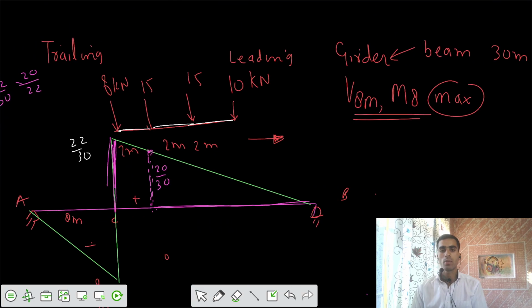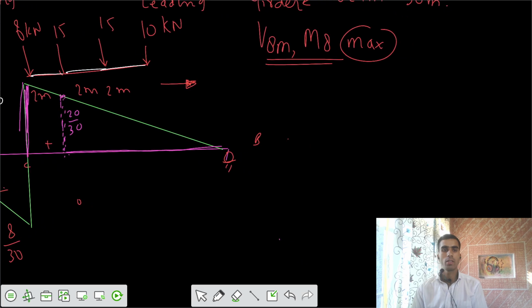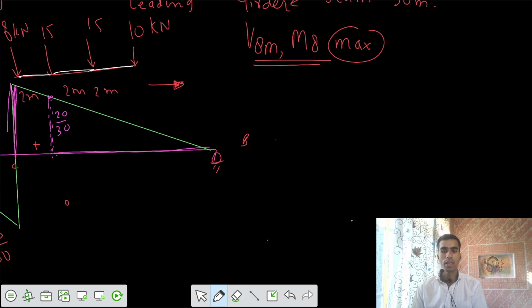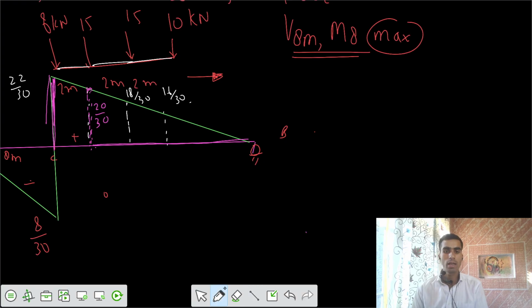Now let's go for the positive side. If you go for the positive side, we have these four loads, and let's calculate the ordinates. If this is 20/30, after 2 meters we have 18/30, and after 2 more meters we have 16/30. So these four we have to keep. So let's say that V1 positive would be equals to 8 into 2. We have the 30 common, we can keep 30 outside.